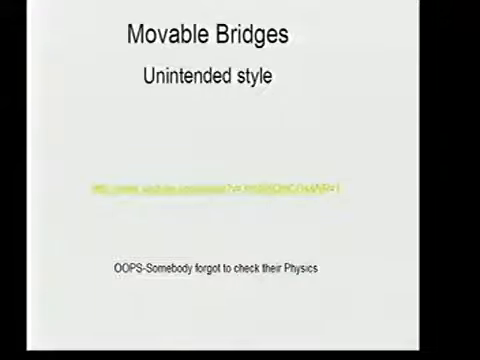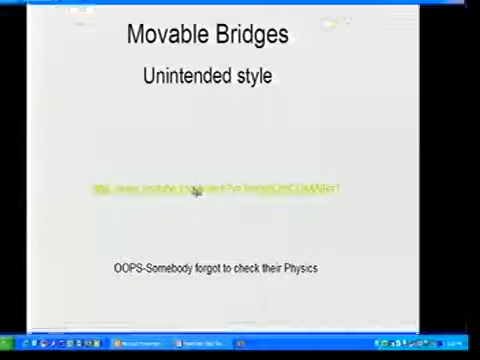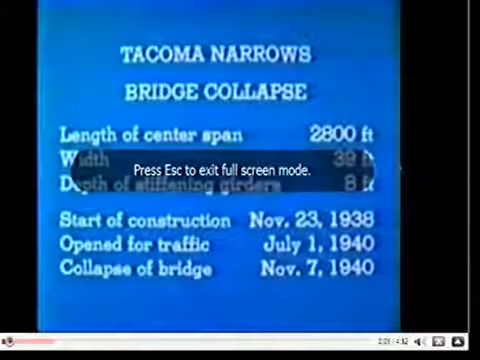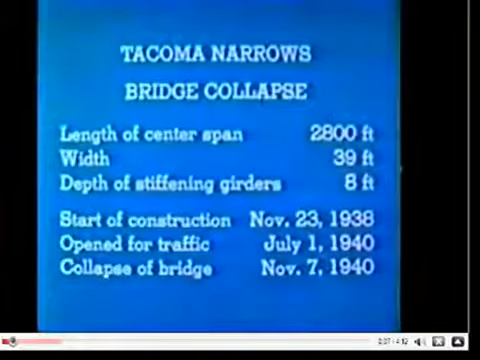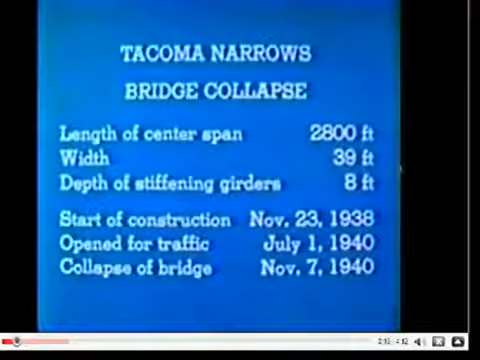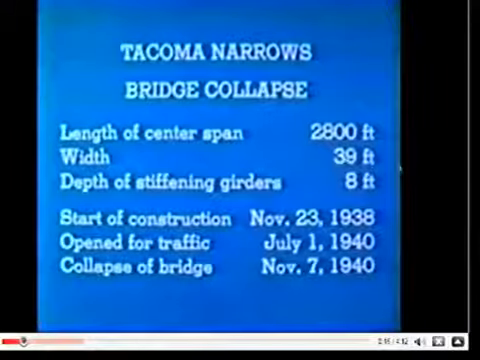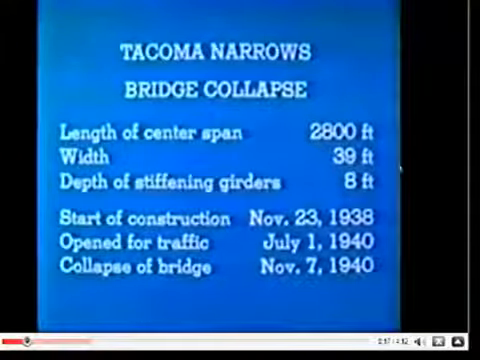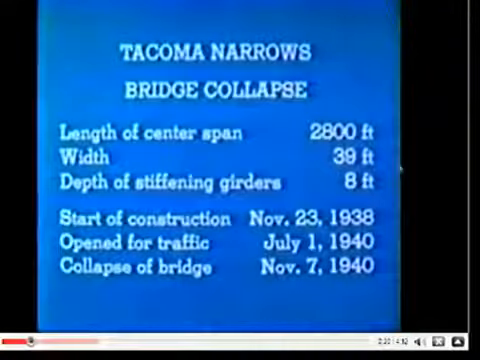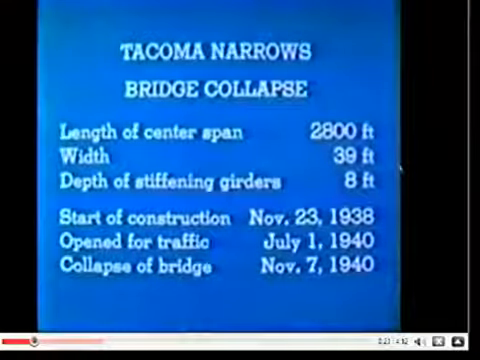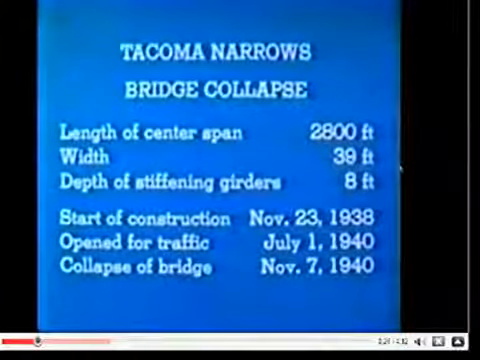Unfortunately, once in a while, a bridge moves, but it's not intended to move. Some years ago, up in Tacoma, Washington, they built a bridge, 2,800 feet long. It's a suspension bridge, 2,800 feet long, 39 feet wide. The girders are 8 feet high, made out of solid steel. Somewhere I remembered that they were between 1 and 2 inches thick.